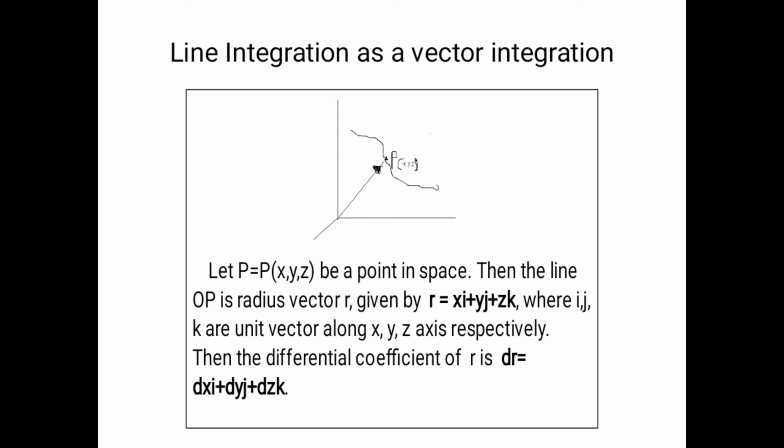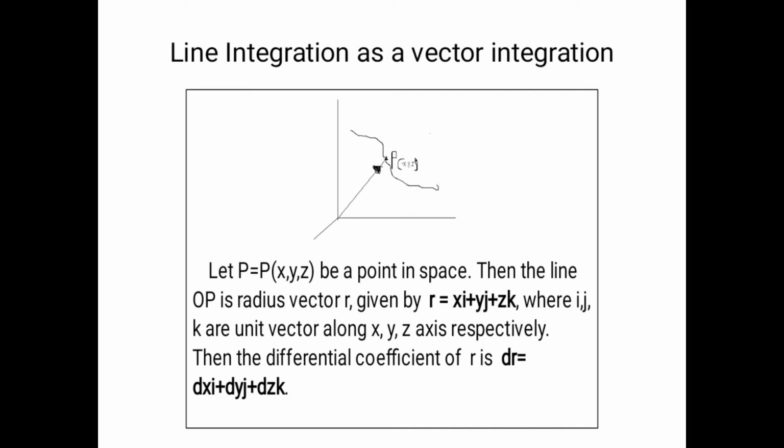Now I used to discuss the terms of dr. What is dr? Let us take a point P in a 3D space. That is, let us take the position of the point P with respect to three coordinates x, y, z. Then the point P is described by the coordinates x, y, z. So P is equal to P of x, y, z is a point in space. X is the first component, y is the second component, and z is the third component.